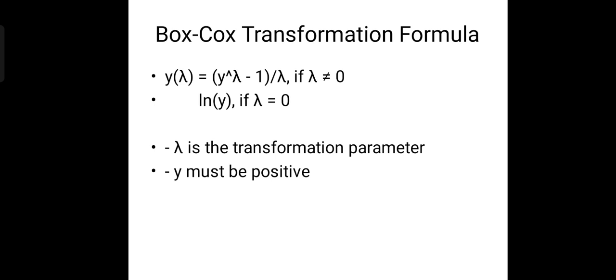Here is the Box-Cox transformation formula. The formula is y lambda is equal to y raised to lambda minus 1 divided by lambda, if lambda is not equal to 0, and if lambda is equal to 0, it is the log of y. Lambda is the transformation parameter, and y must be positive.